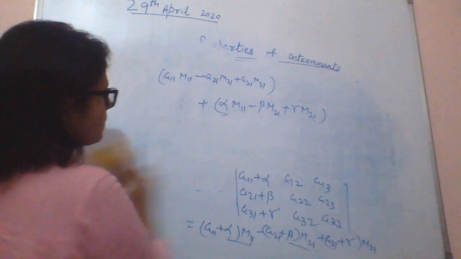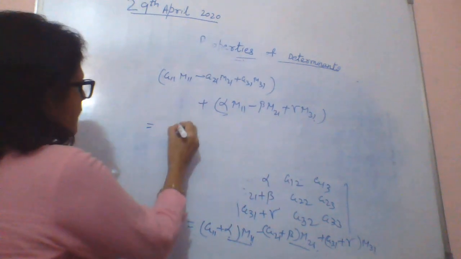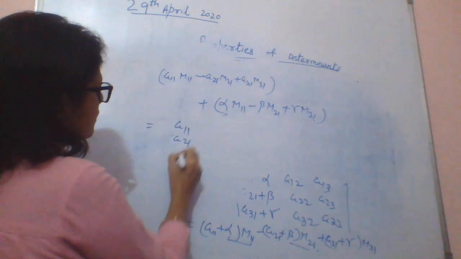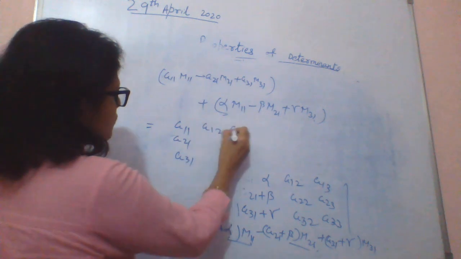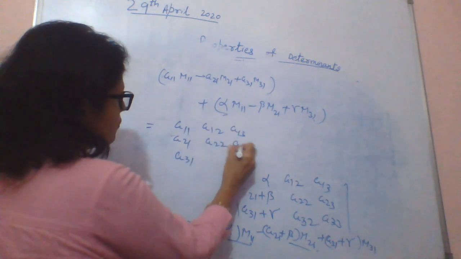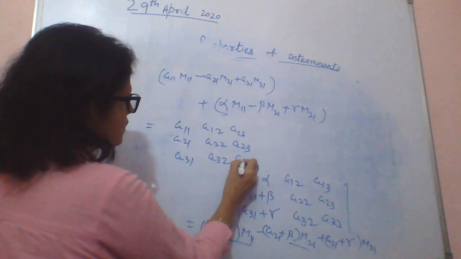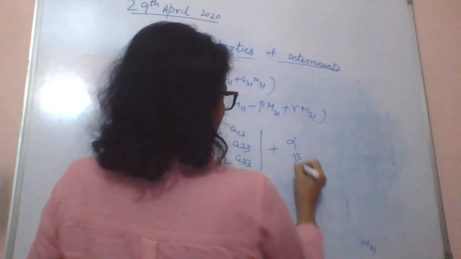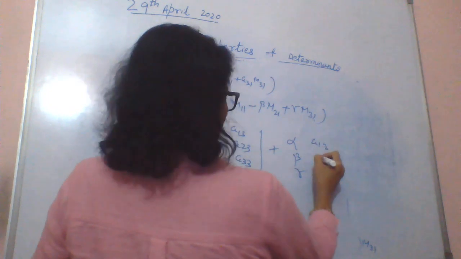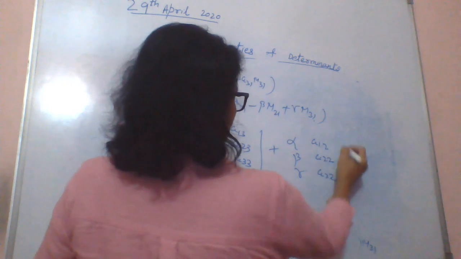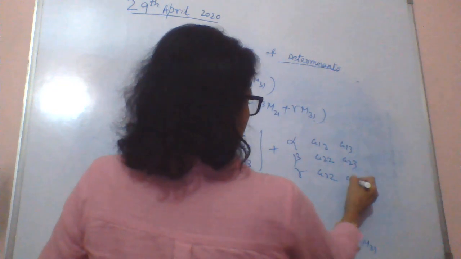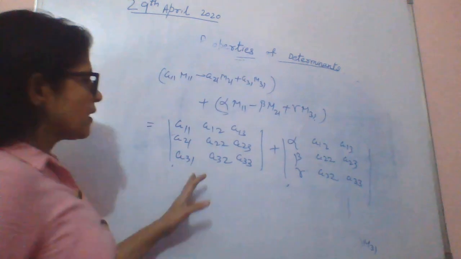Whenever we write like this, if you remember, we write a11, a21, a31, and the rest like that. Okay, and here you see it is alpha, beta, gamma. Now a12, a22, a32, and here it is a13, a23, a33. Now see, you are getting two determinants.